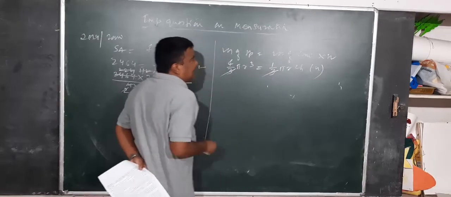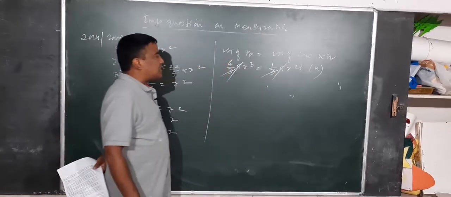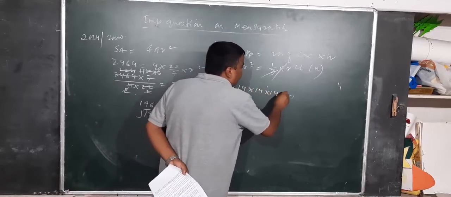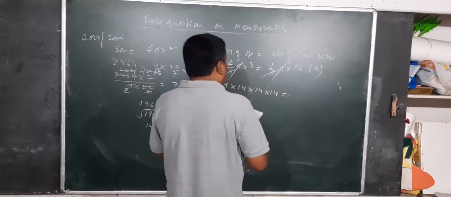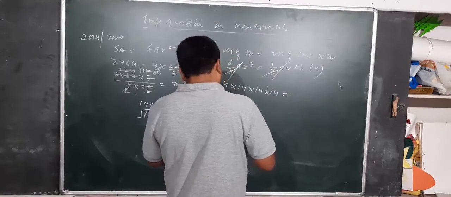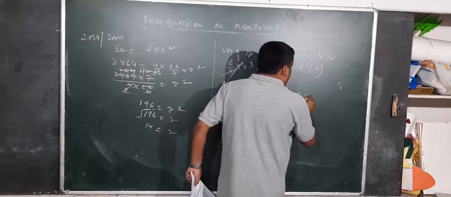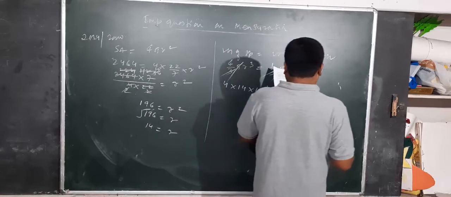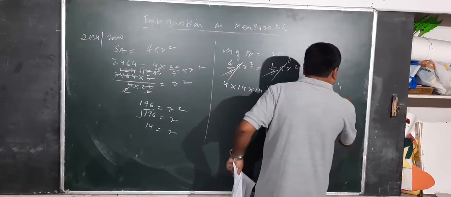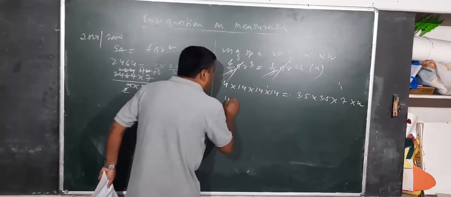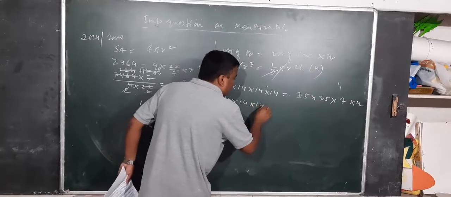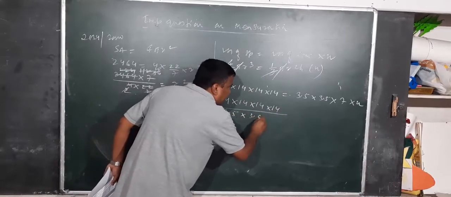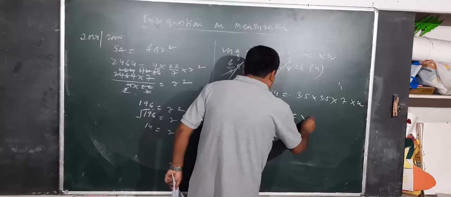This and this will get cancelled. Now 4 into 14 into 14 into 14 equals, what is the radius of the cone? Radius of cone is 3.5. So 3.5 into 3.5 into 3.5 into 3.5. What is the height? Height is 7 into x. Now 4 into 14 into 14 into 14 divided by 3.5 into 3.5 into 7 equals x.